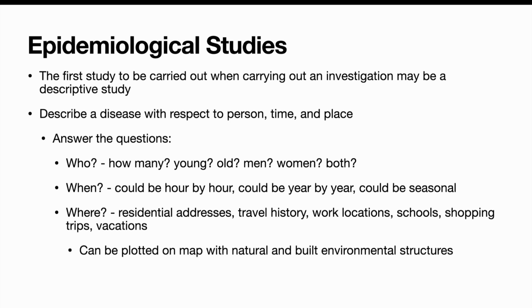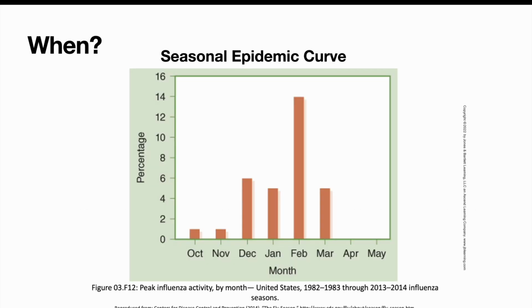You can plot these on a map with natural and built environmental structures. And like I said, that helped John Snow narrow in on the source of a disease. So we also can represent answers to these questions in graphs. This is a seasonal epidemic curve, and it answers the question, when? We see that this figure is peak influenza activity by month in the United States.